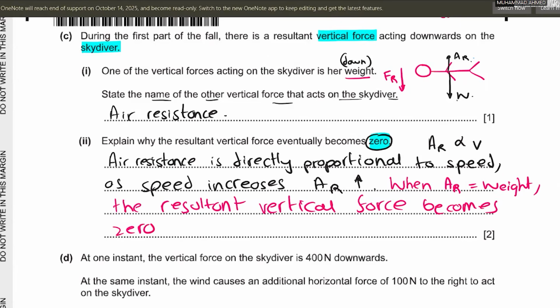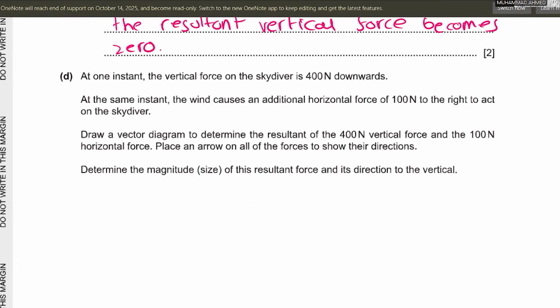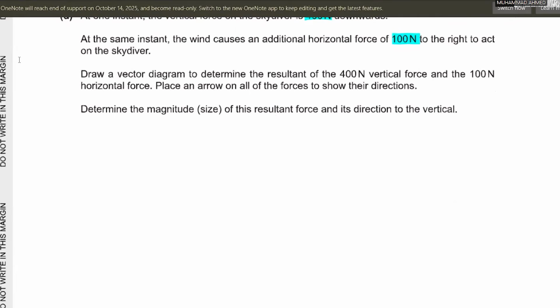Simple, nothing complicated. Here, let's move on to part D. Ab kya likha hua hai beta? At one instant, the vertical force on the skydiver is 400 Newton downwards. At the same instant, the wind causes a horizontal force of 100 Newton towards the right. Okay, so kaun kaun si do forces lag rahi hain? First of all, you have a downward force of 400 Newton and a force of 100 Newton towards the right, like this. Okay, nothing complicated here.